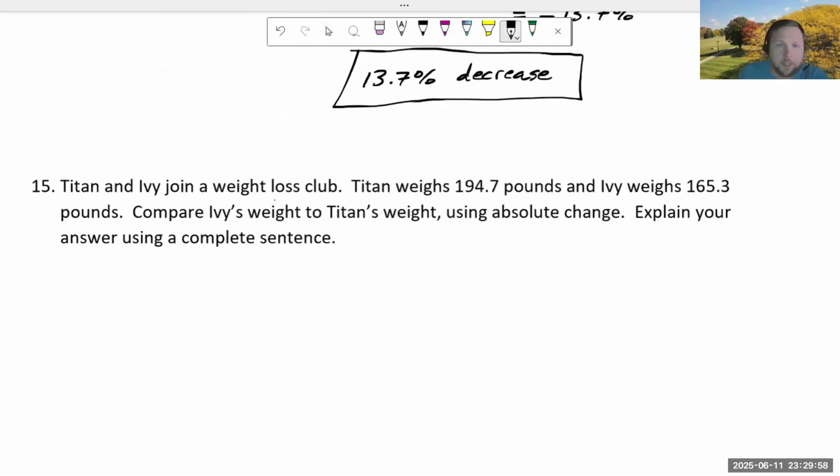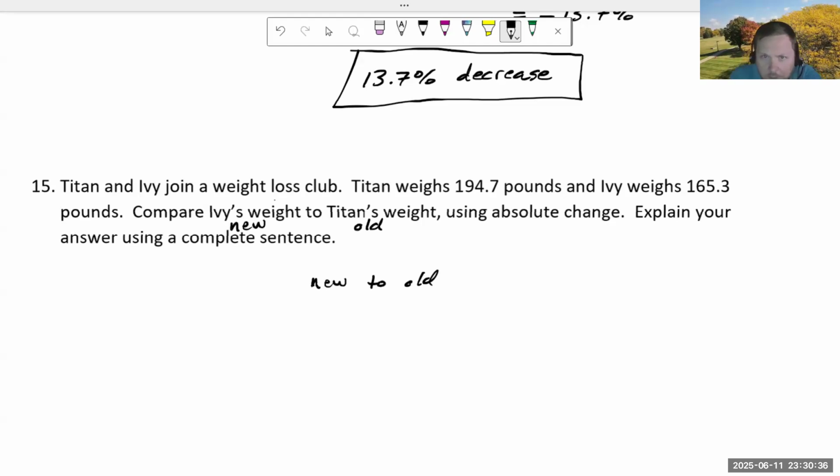Okay, Titan and Ivy join a weight loss club. Titan weighs 194.7 pounds and Ivy weighs 165.3 pounds. Compare Ivy's weight to Titan's weight using absolute change. Explain your answer using a complete sentence. So if you see this kind of comparison, there's no time, so you have to think it's new to old. So the Ivy weight is the new, the Titan weight is the old or the original.